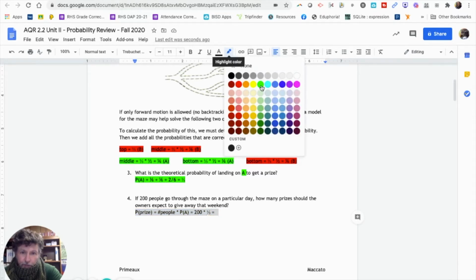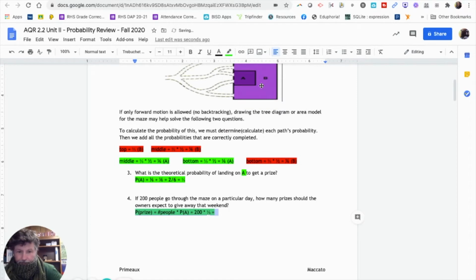All we got to do is plug it into the calculator. Okay, so 200 times 1 divided by 3 equals 66. Uh-oh. Let me redo this. I'm going to have to fix that. Oops, there it comes back. Should be in just a minute. All right. 66.67. That's how many people we should give a prize to.